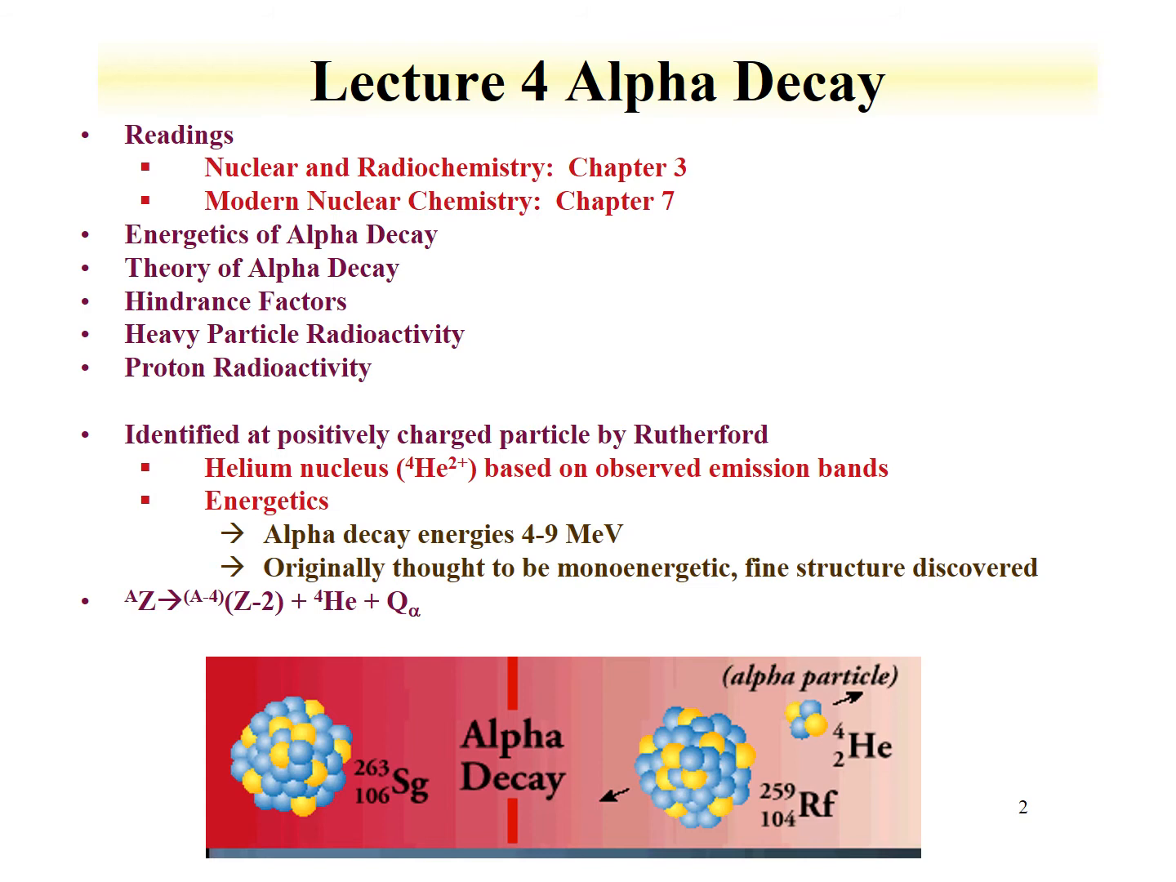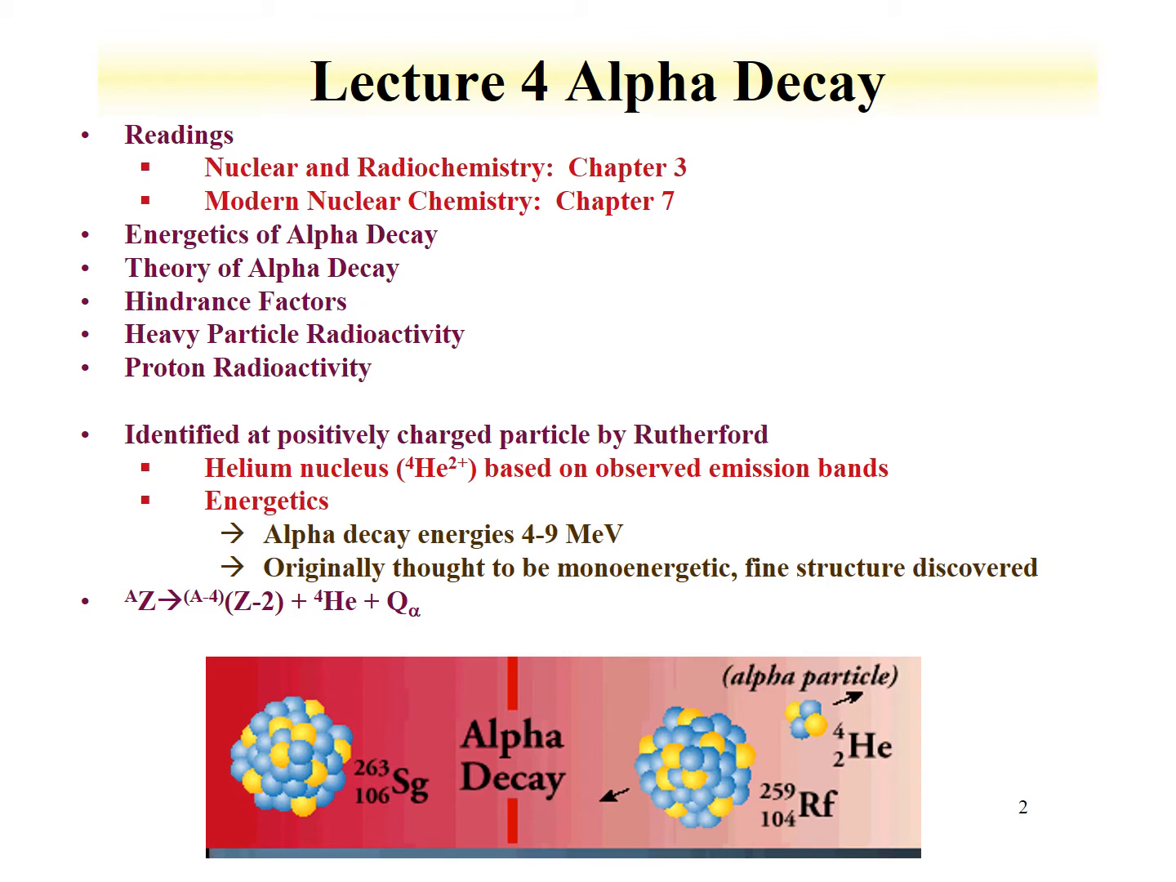Originally, they were thought to be monoenergetic. However, fine structure was discovered where the alpha decay energies can vary. And as we'll see, what this means is that alpha decay, when it goes to a daughter state, can decay to different levels in the daughter nucleus. Those energy level differences are based on the differences in the alpha decay. So you can get information on the energy level differences from the differences in the alpha decay, and those will often be accompanied by gamma emissions.